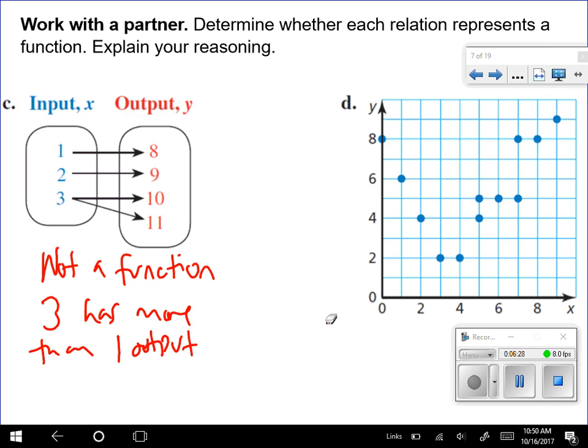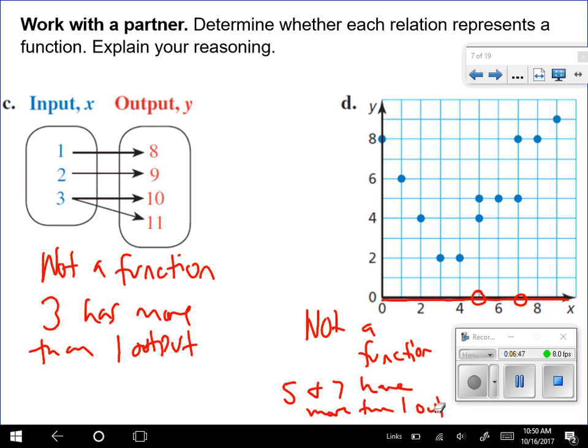Okay, so would this be a function? Because remember, each of these inputs has to have exactly 1 output. Well, in that case, not a function, because if we look at 5 and 7, they have more than 1 output. So that's all you're looking for when you're determining whether a relation represents a function.